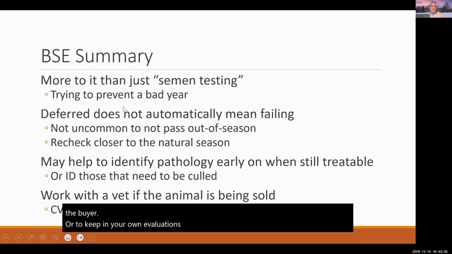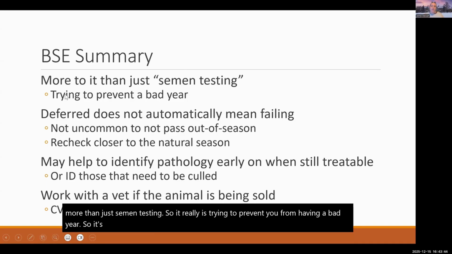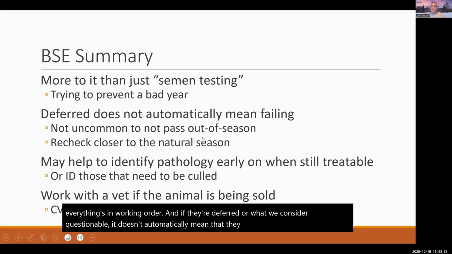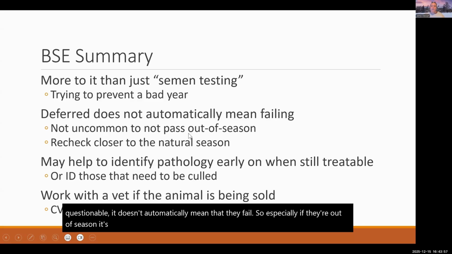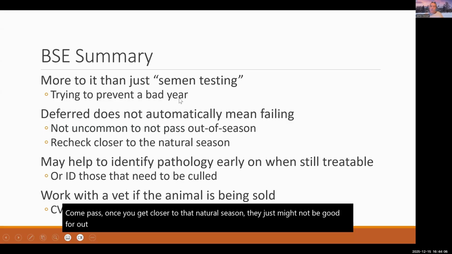So just as a summary of the BSE, recognize it's more than just semen testing. It really is trying to prevent you from having a bad year. It's a quick and easy exam, usually pretty affordable, just to make sure that everything's in working order. And if they're deferred, or what we consider questionable, it doesn't automatically mean that they fail. Especially if they're out of season, it's not uncommon to not pass them out of season and have them pass once you get closer to the natural season. They just might not be good for out of season breeding.